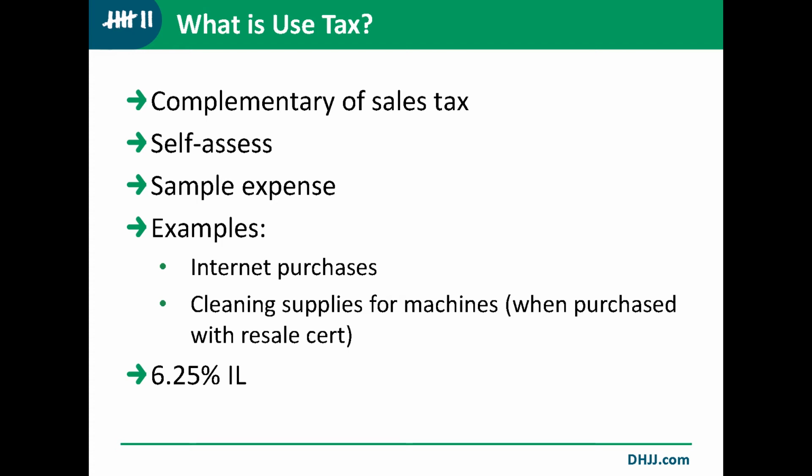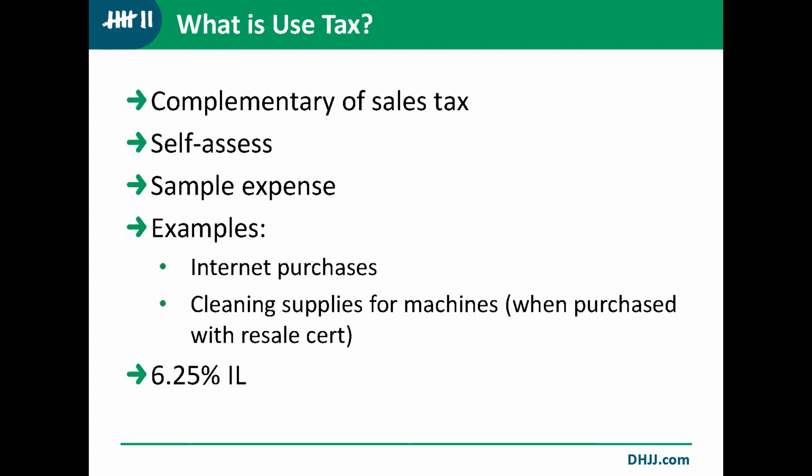Some other examples are, like I said, internet purchases, which we're going to touch on more later. Cleaning supplies for machines. That's really important when you're using a resale certificate or a manufacturing certificate, so you buy an item exempt. But if you're consuming that supply, then you should be paying use tax on that if you're not charged sales tax. And so it's just kind of what's consumed during your product or your process. And the rate in Illinois is 6.25%. So it's usually just the state rate of sales tax, what your use tax is going to be.